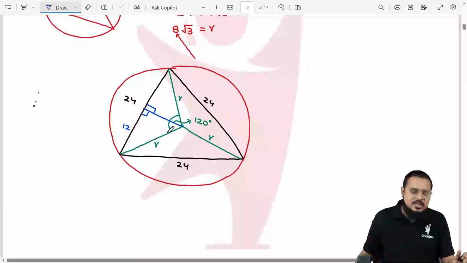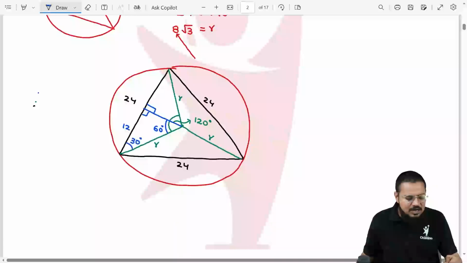Now, what would this angle be? This angle is going to bisect itself as well. That's one of the properties of triangles, right? This should be 60 degrees, and automatically this angle would come out as 30 degrees. Now, can you see a 30, 60, 90 degree triangle? We have created a 30, 60, 90 degree triangle inside a circle.